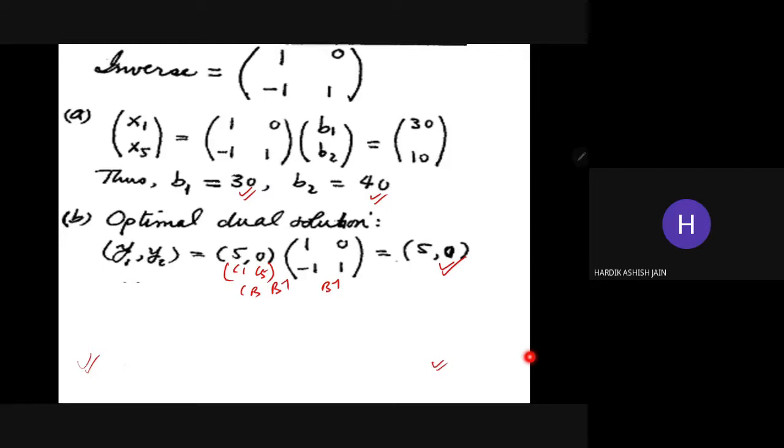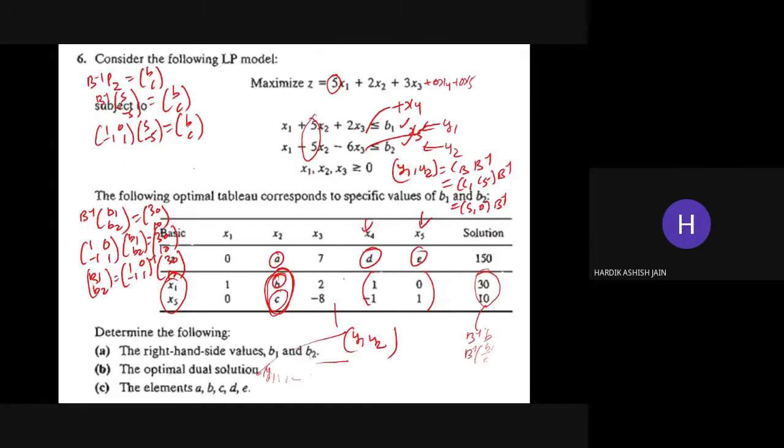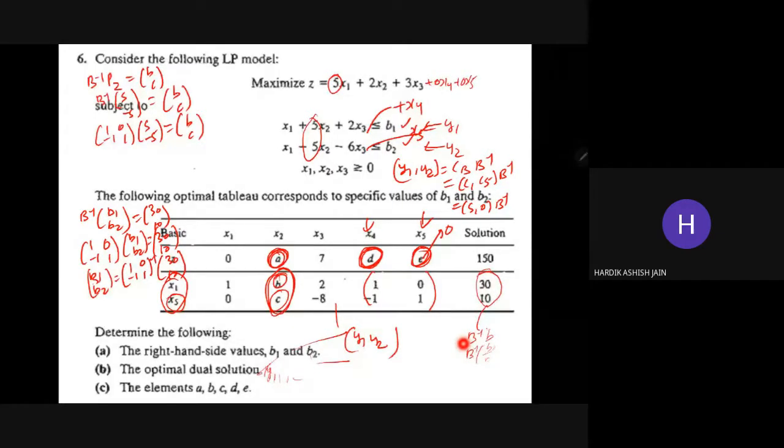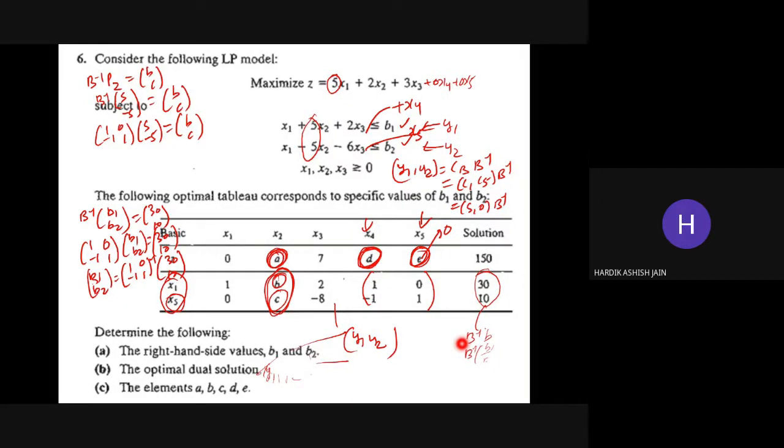Now we have computed B and C also. Now remaining are A, D, E, where A, D, E are Z2 minus C2, Z4 minus C4, and Z5 minus C5. You know that X5 is a basic variable, so automatically E will be 0. Because it is a basic variable, E will be 0. We have to compute for the non-basic variables only. So the non-basic variables give Z2 minus C2.